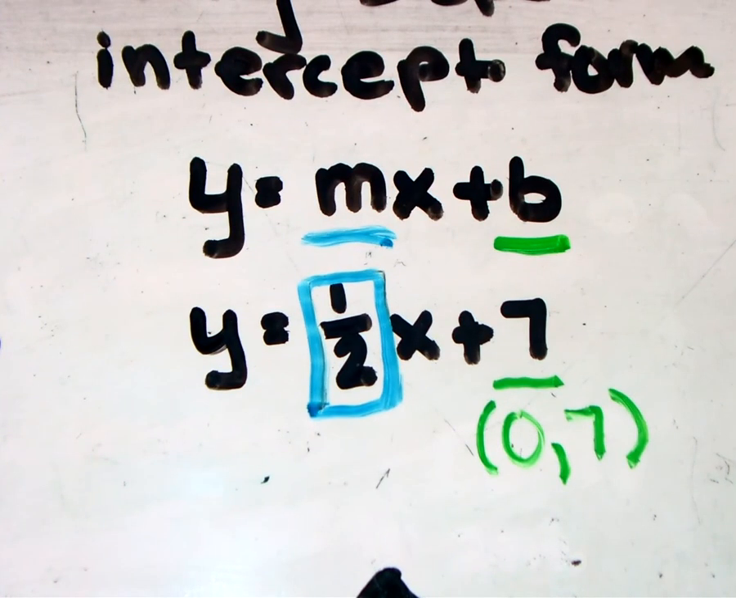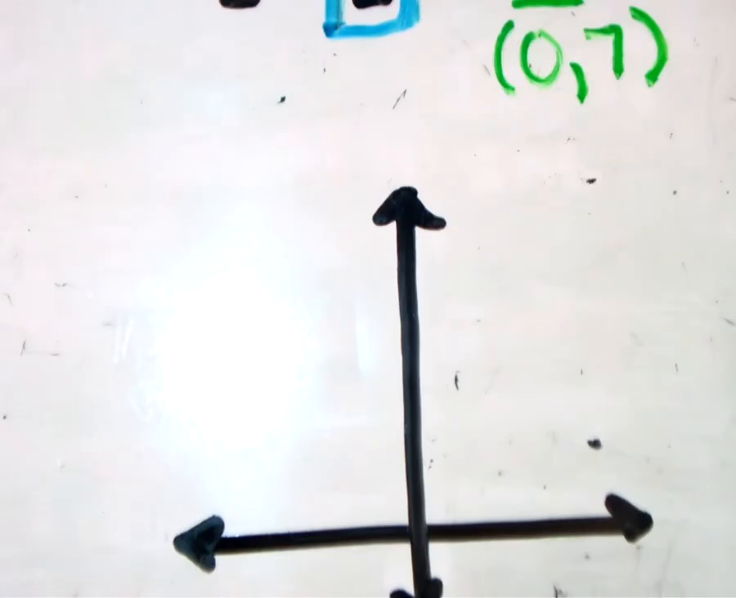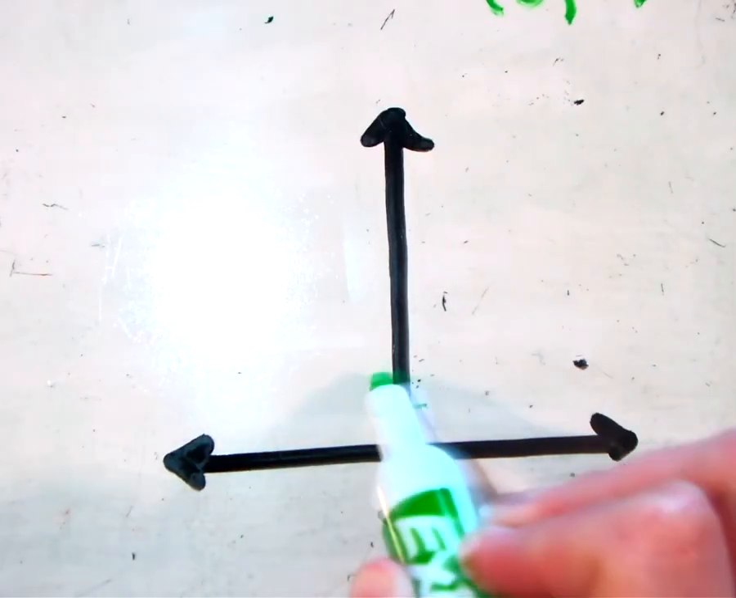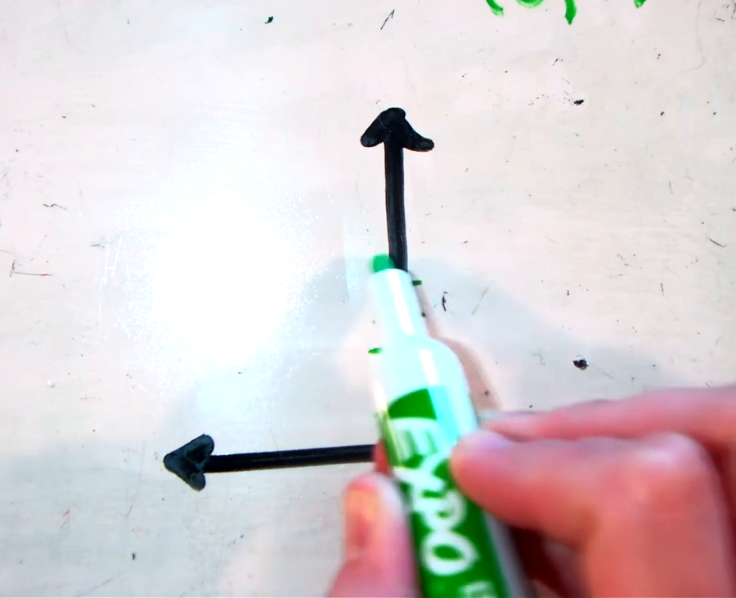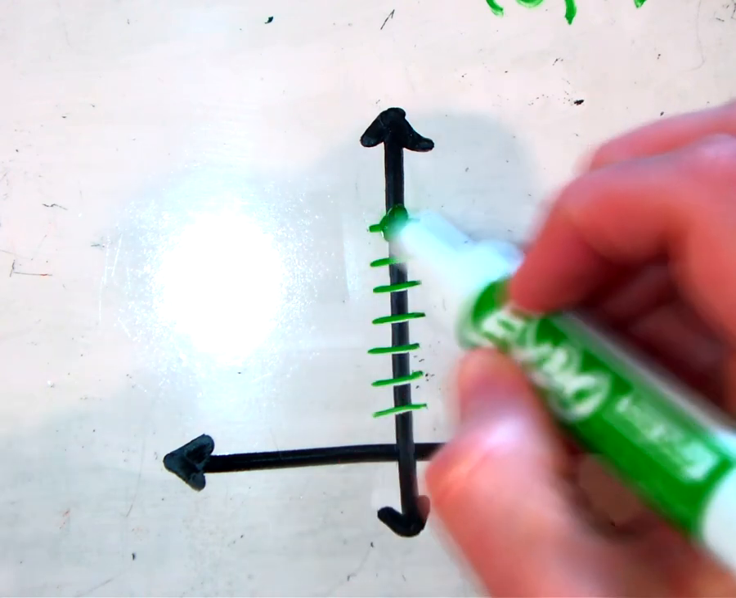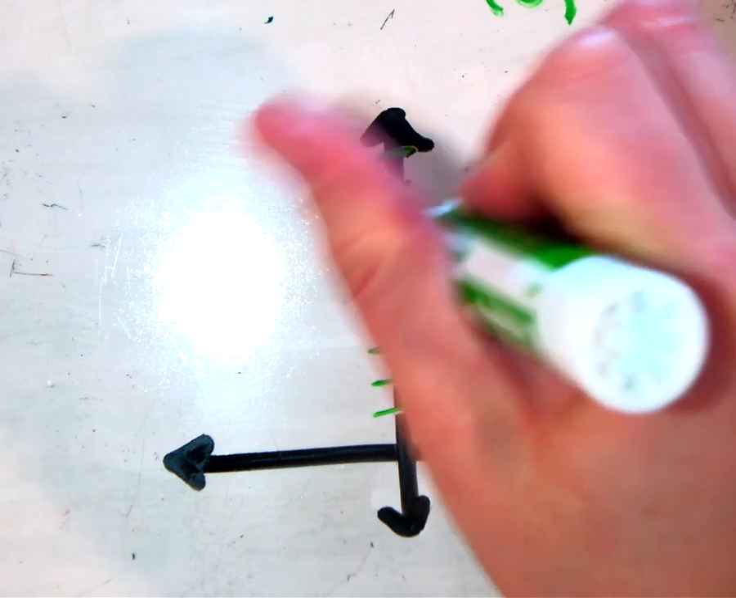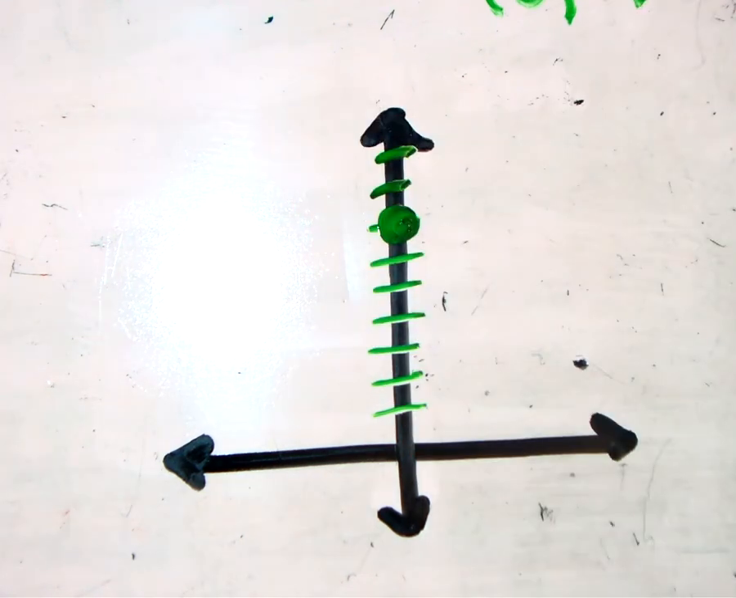So the next step is to go ahead and put it on the graph. That's how you get your proficient, that's how you get your level 3. So on the graph here, I'm going to go up 7. So 1, 2, 3, 4, 5, 6, 7. And that's going to be my first dot. Okay, so right here on the graph, there would be a dot. That is your y-intercept of 7.